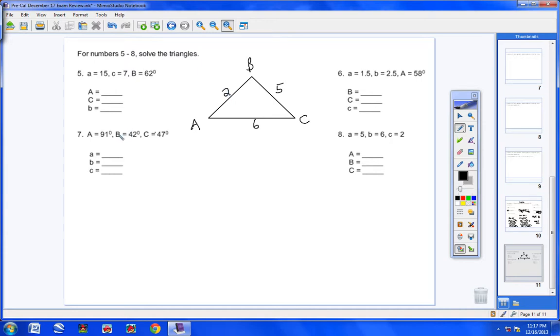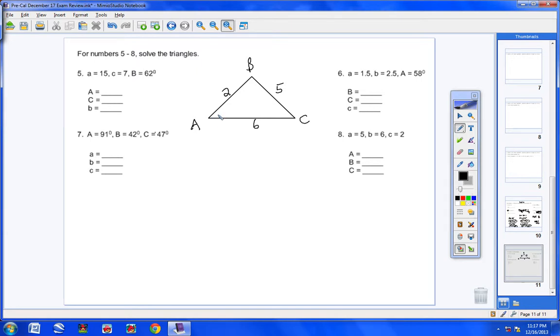Okay, step 1, make sure you don't have side-side-angle. If you do, proceed with caution, but we do not have side-side-angle. Number 2, see if you know 2 angles so you can find the third angle quickly, and you don't. Number 3, try to use law of sines. Well, you can't because you don't have a pair.